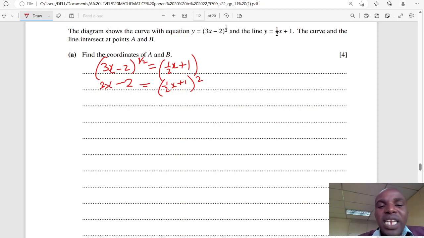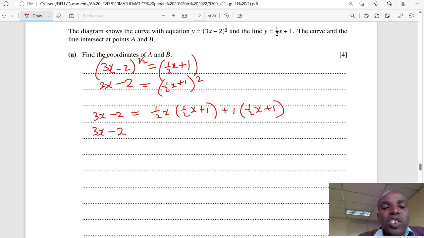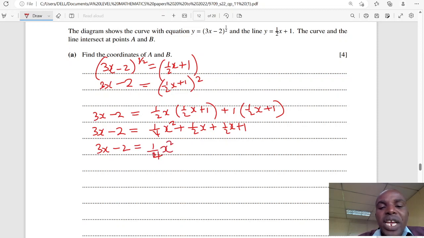Then expand the right side. So it will be 3x minus 2 is equal to half x plus 1 times half x plus 1, you multiply this item, then also multiply plus 1. Then it will be 3x minus 2 is equal to 1 over 4 x squared plus half x plus 1. Then you can simplify: maintain the 1 over 4 x squared, then plus half x plus half x is 1x, or just x.